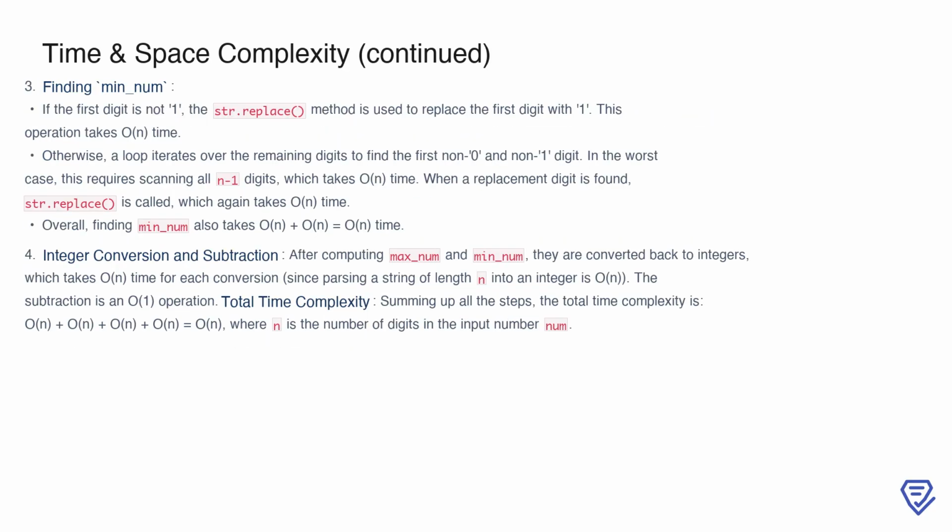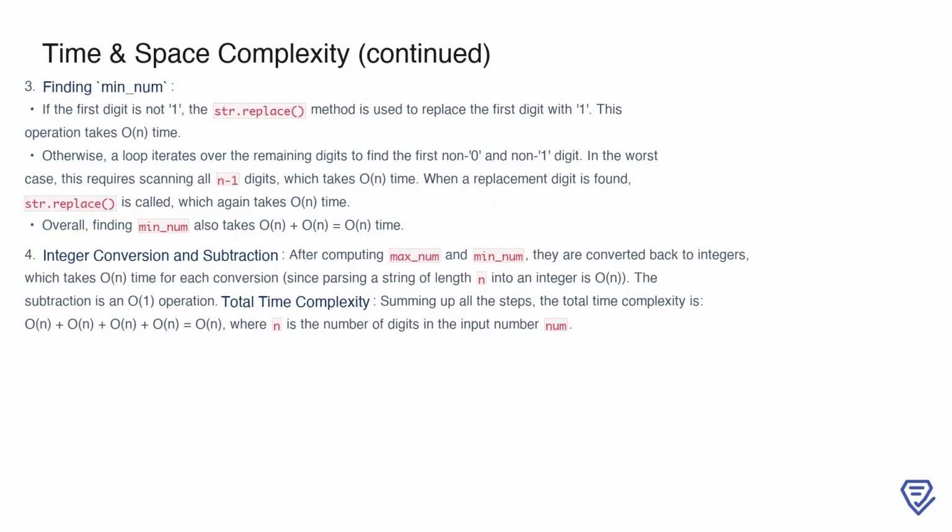Now, for the calculation of min_number, if the first digit isn't 1, we directly replace the first digit with 1 using str.replace. This operation scans the entire string, resulting in O(n) time. If the first digit is already 1, we instead loop through the remaining digits to find the first non-0 and non-1 digit. In the worst-case scenario, all n-1 digits are checked, which takes O(n) time. Once the replacement digit is identified, we again use str.replace, which takes another O(n). Therefore, the process of determining min_number also has a total time complexity of O(n) plus O(n), which simplifies to O(n).